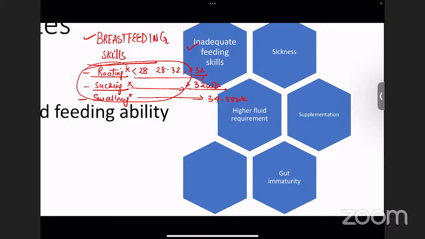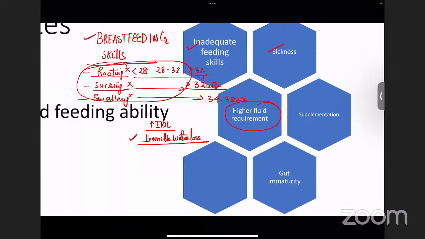So for these babies, what type of feeding will you suggest? We will see it in the next few slides. Another thing is sickness of the baby. If the child is very sick, lethargic, has altered sensorium, or is very drowsy, then you cannot feed the baby. Most of the time, as I say, they lose IWL. What is IWL? Insensible water loss, right?